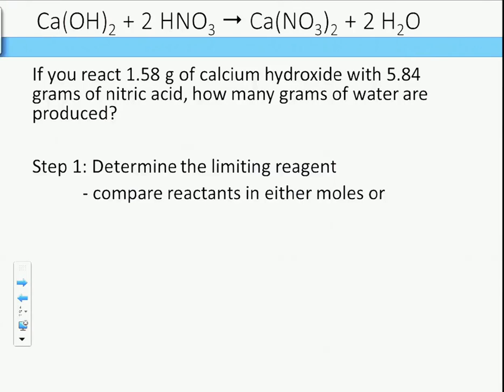And doing that, you want to compare the reactants in either moles or molecules. Either one will work. You cannot compare them in grams. Never, never, never. Just because you have 1 gram of something and 2 grams of something else does not mean you're limited by the 1 gram. The 1 gram may be the limiting reactant or it may be the 2 grams. The only way you can compare it is if you have it in either moles or molecules. Because if you have 1 mole of a substance and 2 moles of another substance, you know the 1 mole is limiting.